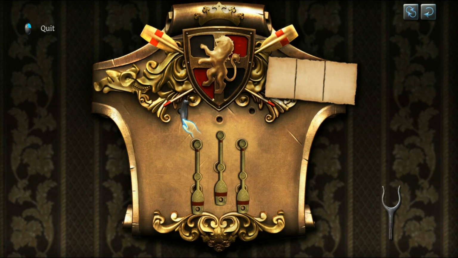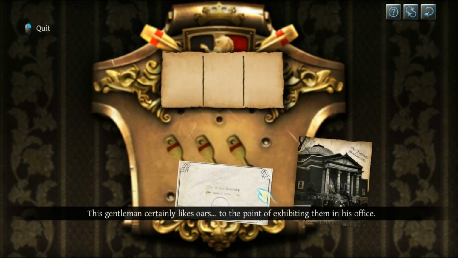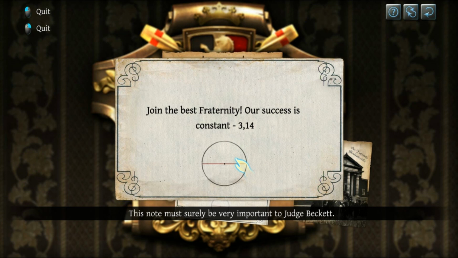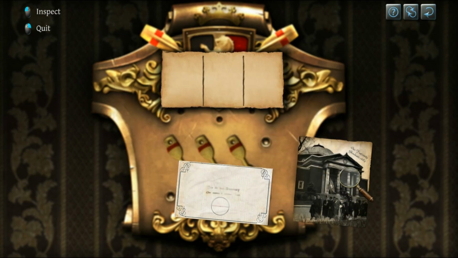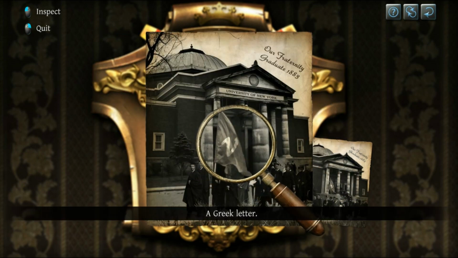I am missing... This gentleman certainly likes oars, to the point of exhibiting them in his office. This note must surely be very important to Judge Beckett. Our success is constant 3.14. Like pi. A Greek letter.